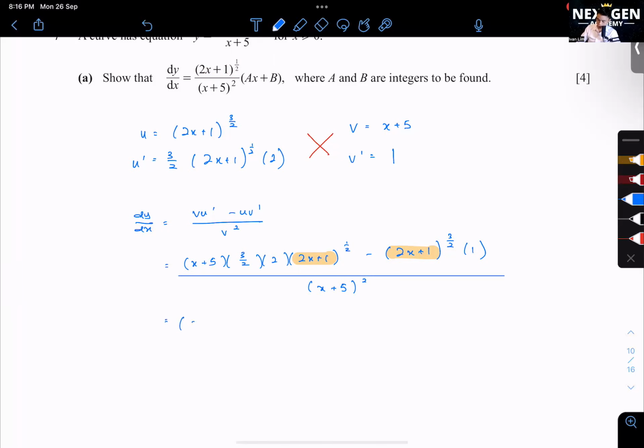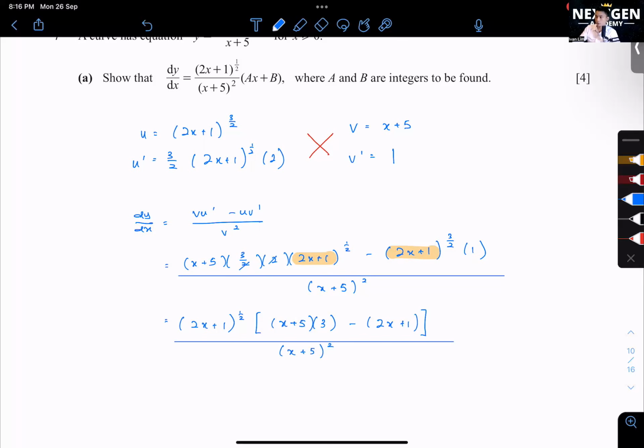So you see here, (2x plus 1) to the power of 1 over 2, bracket, (x plus 5), this one cancels. This one I have 3. Then minus, I'll still be left here with (2x plus 1) to the power of 1, over (x plus 5) squared.